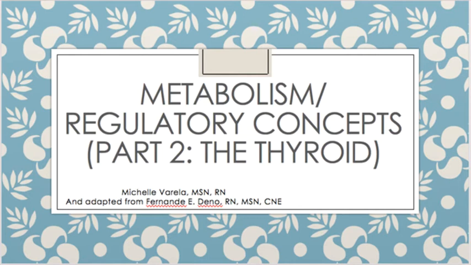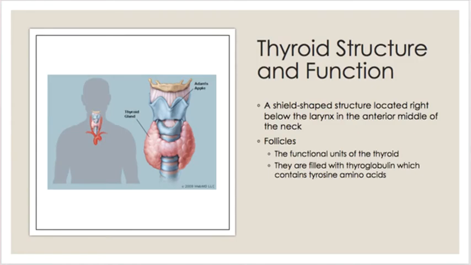Okay, so for the second part of the metabolism regulatory concepts, we are going to focus on the pathophysiology of the thyroid. The thyroid is a shield-shaped structure. Some people also say it's a butterfly-shaped structure that is located right below the larynx in the anterior middle of the neck. The follicles are the functional unit of the thyroid, and they're filled with thyroglobulin, which contains tyrosine amino acids.